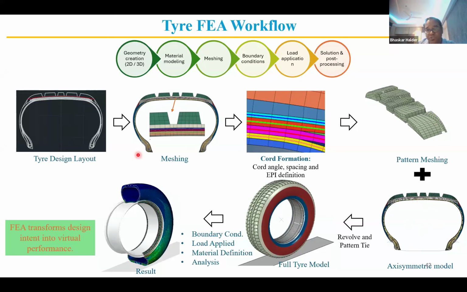So like that, it's a tire design layout, then meshing, then cord formulation, then this is the 3D pattern. Again, we are meshing the 3D pattern as well. Then with the 3D pattern and the axisymmetric model, we can revolve it and give the pattern. So it is a whole tire now, my tire is ready for the simulations. I have to apply the boundary condition, load, and the material definition, and then FEA can perform the virtual performance. Now I can check from these models as well.